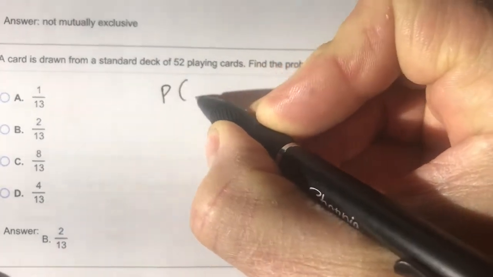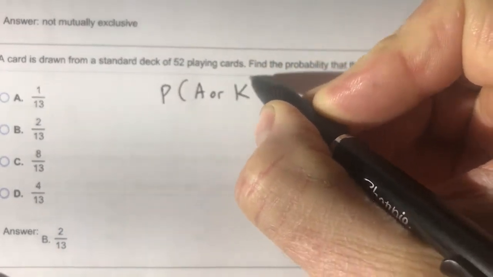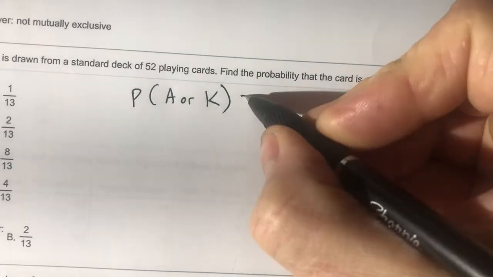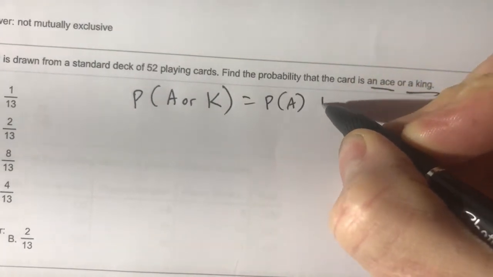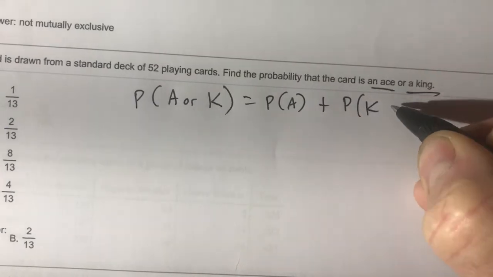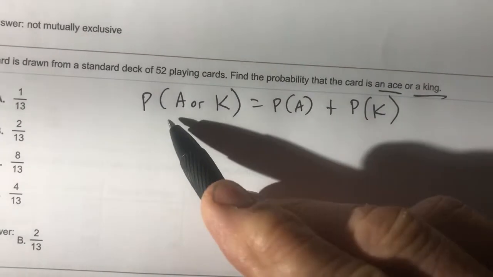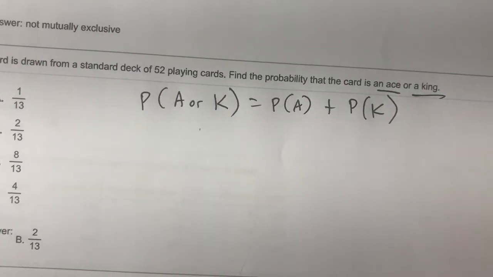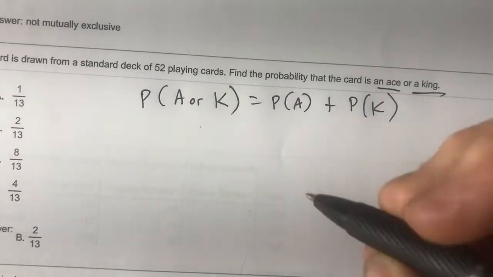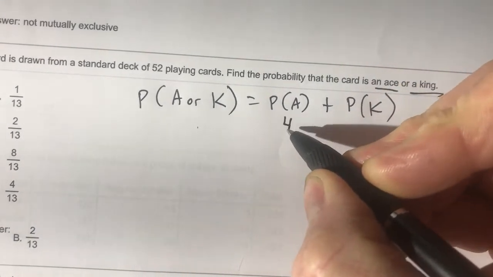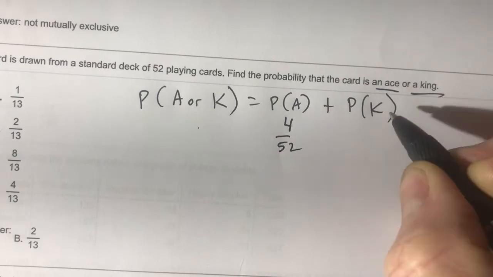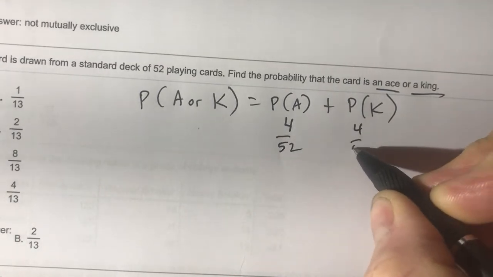And number 6. A card is drawn at random from a standard deck of 52 playing cards. Find the probability that the card is an ace or a king. The probability that it's an ace or a king. Okay, well that's going to be the probability that it's an ace plus the probability that it's a king minus the probability that it's both. Well, you can't do both because these are mutually exclusive. So it's just that right there.